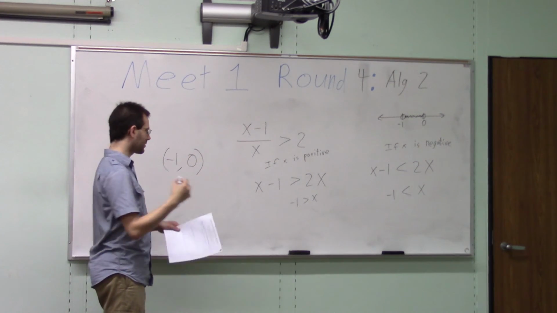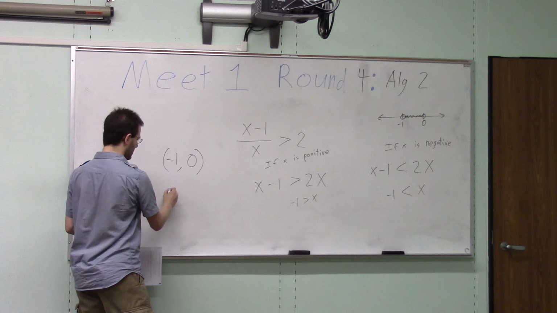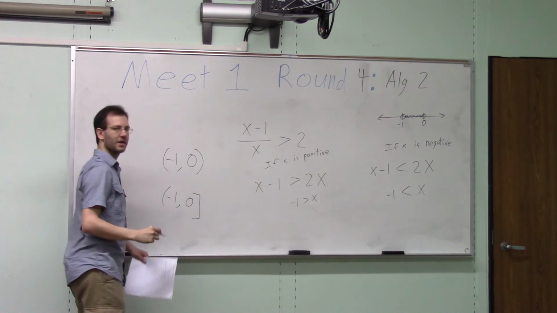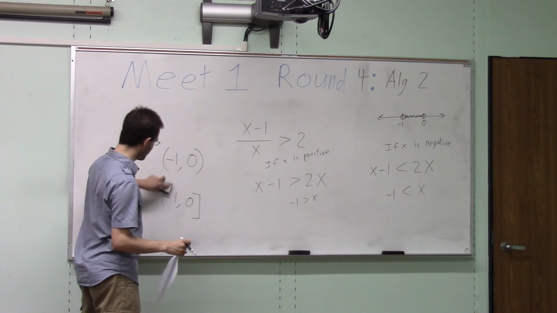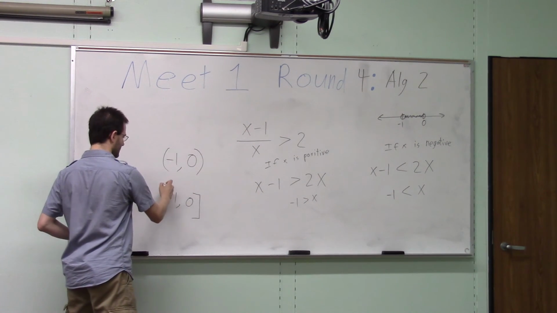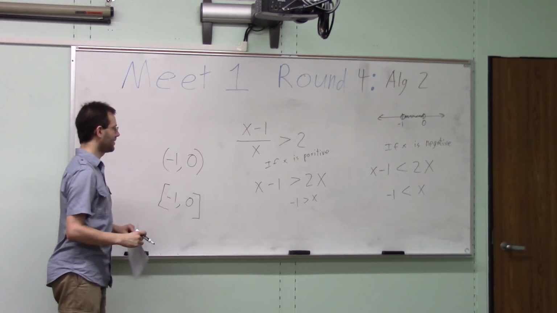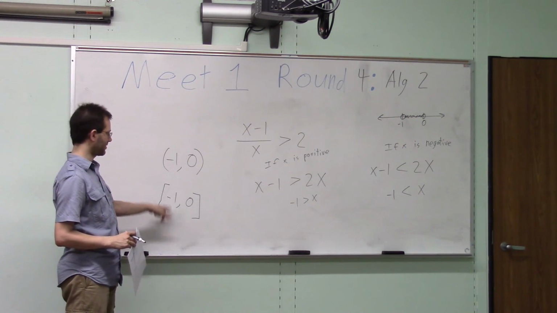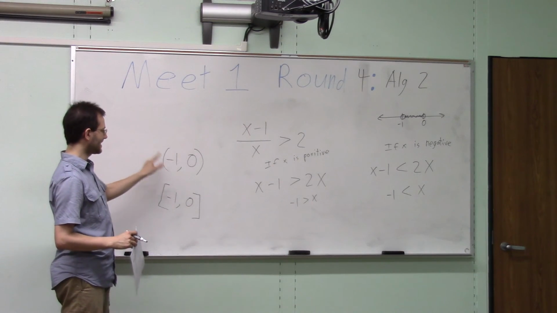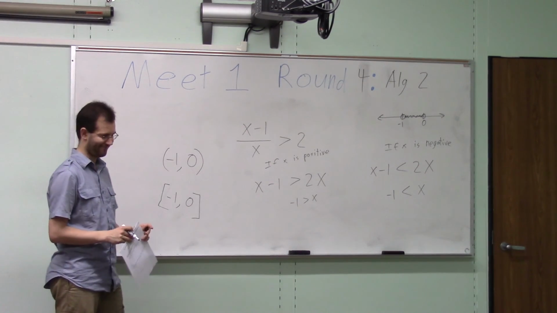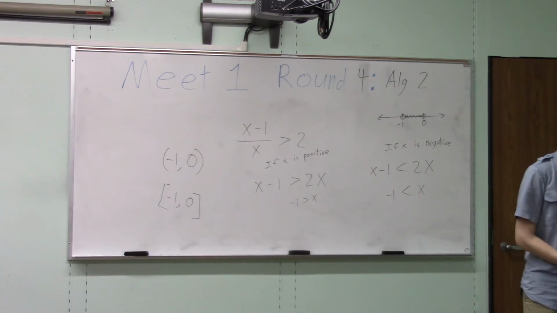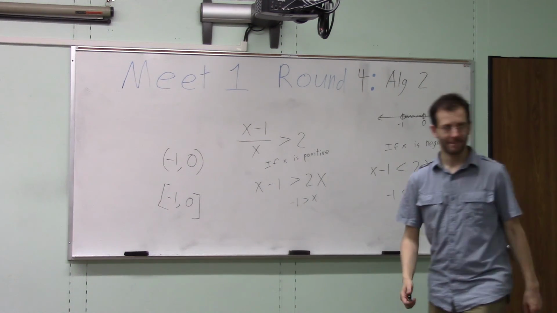If you wanted to include 0 instead, you would write this. If you also wanted to include negative 1 in the set of solutions, you would write this. This means not including either end, this means including both ends. So this is like closed circle, this is open circle. That's interval notation. I know it looks like a point, but in one dimension, that's how we write it. Okay, that'll do.